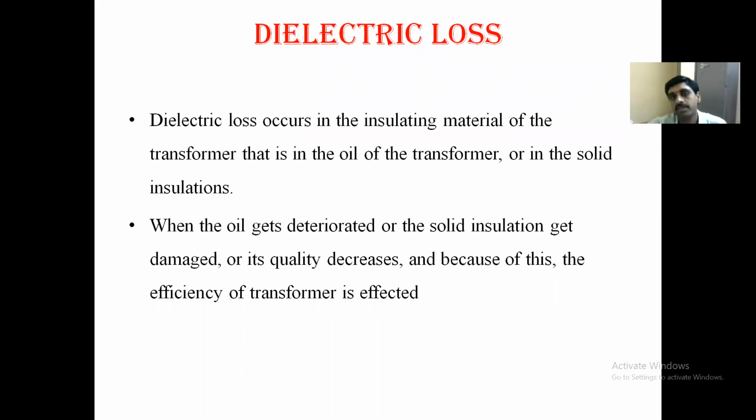So dielectric loss. These losses occur in the insulating material of the transformer, that is, in the oil of the transformer, because you are using dielectric oil for cooling and insulating purposes. So this is related to that loss. Therefore, in the solid insulation and oil, it gets deteriorated or the solid insulation gets damaged or its quality decreases. Because of this, the efficiency of the transformer is affected. And generally we won't consider these losses in the calculation of the efficiency.